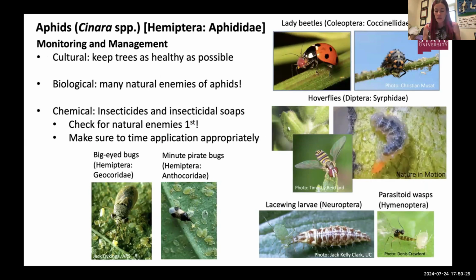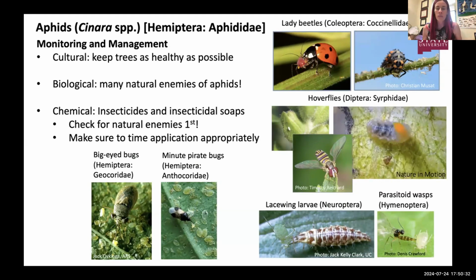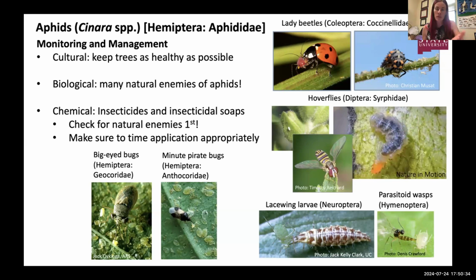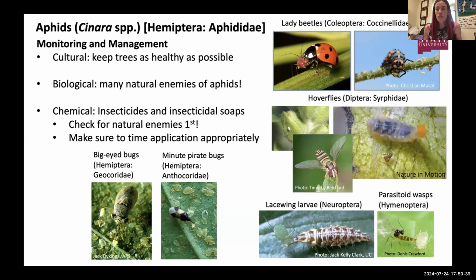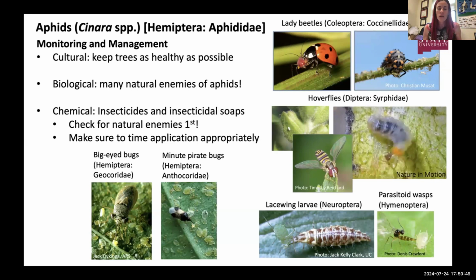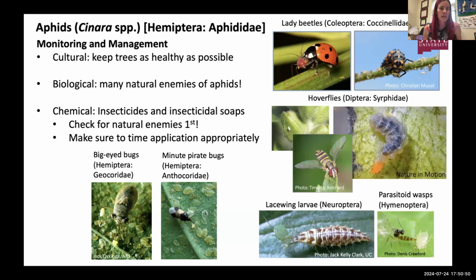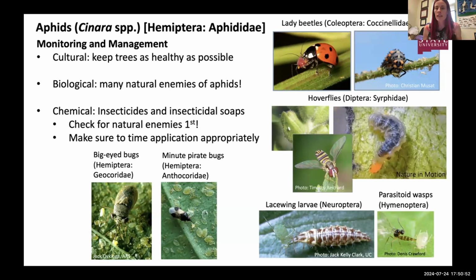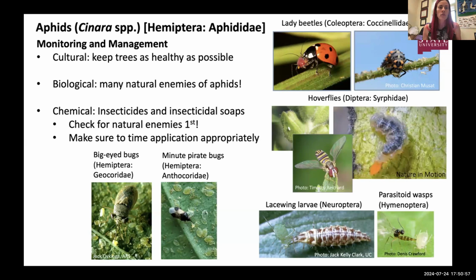Thankfully, there's lots of things that love to eat aphids, not only ants that like to feed on their honeydew, but there's lots of things that actually like to eat them, like your lady beetles. So lady beetle adults and larvae really love to feed on aphids. Hoverfly larvae, as you can see here, this little gif of one ripping off an aphid and eating it. There are also these other critters that like to feed on them, like big-eyed bugs, minute pirate bugs, green lacewing larvae, parasitoid wasps. There's a variety of species of parasitoid wasps.